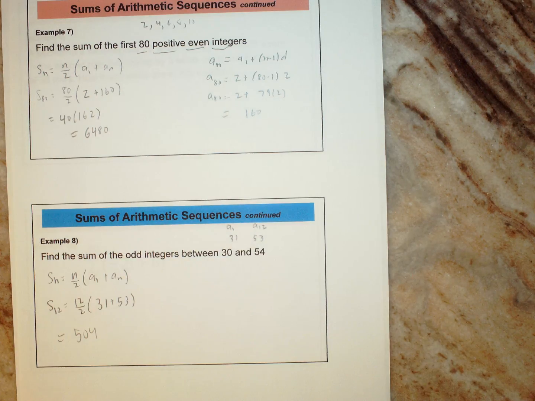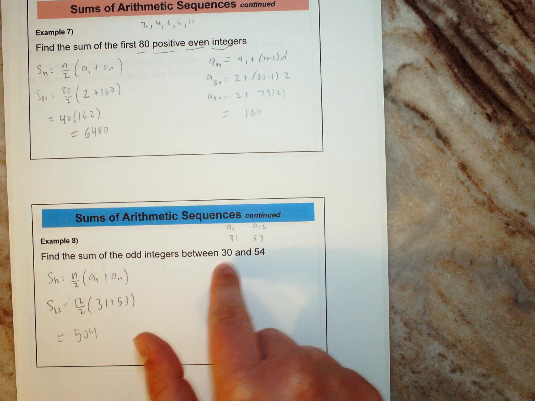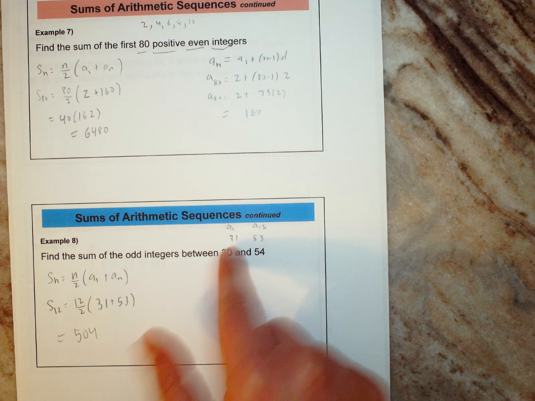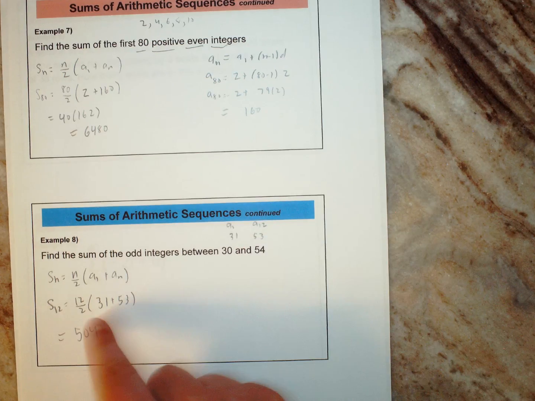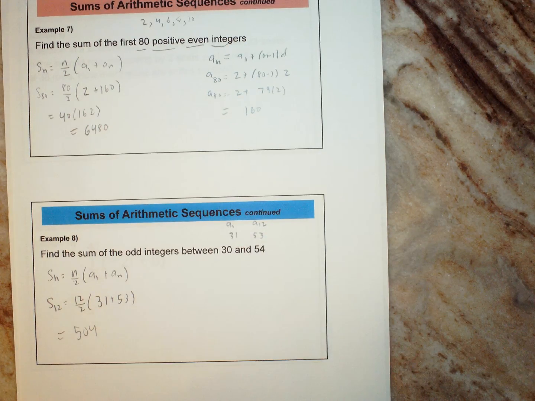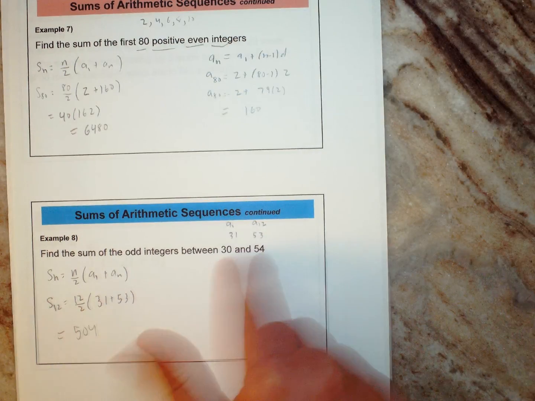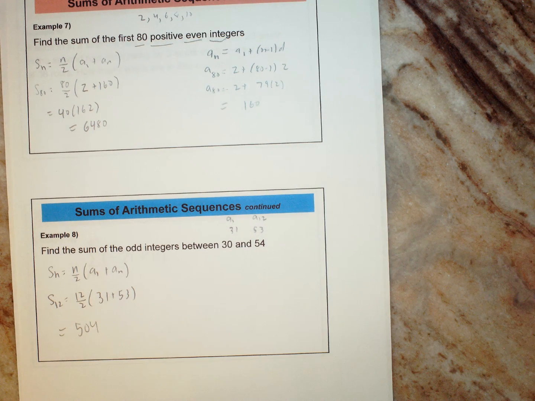So again, just to recap, the first odd number between 30 and 54 is 31. The last one is 53, so that's where I got 31 and 53. And then it's 12 because there's 12 in between here that are odd. That's it. We got 2 more.